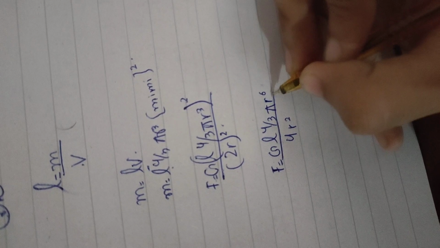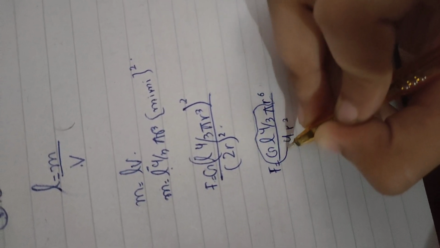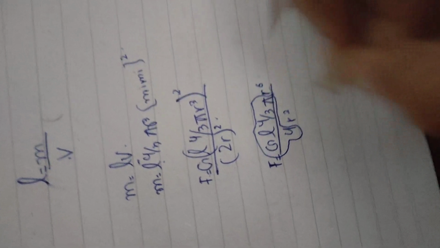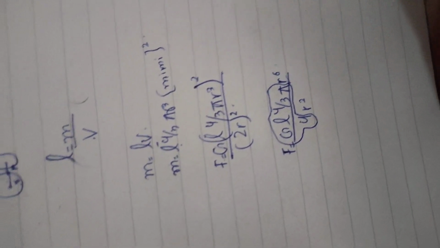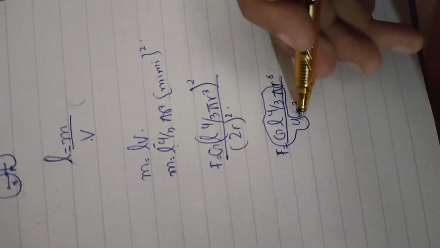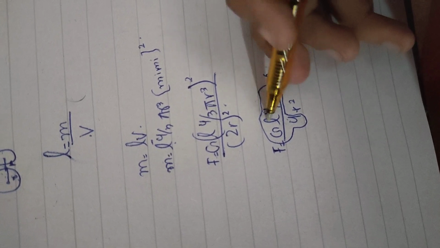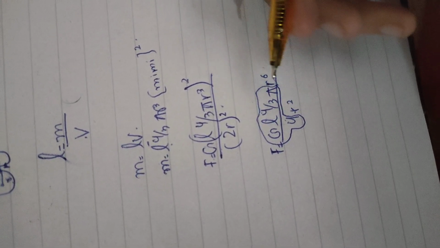So this value, can we say that this is the constant value? Yes, this is the constant value. We have the constant value of G. 4 in the numerator is also constant. Pi has the constant value 4 upon 3, and the density is also constant.